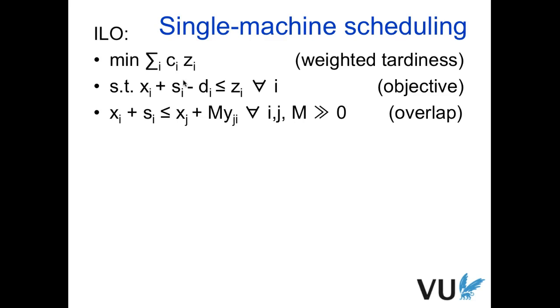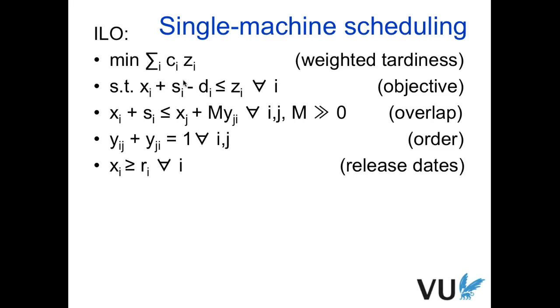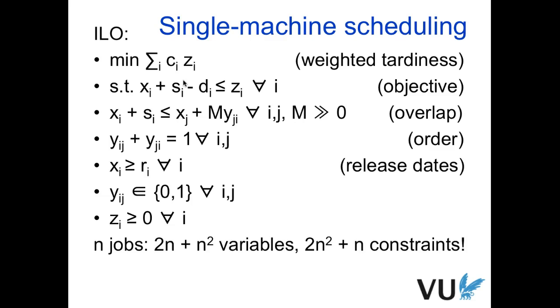These are the constraints we saw to avoid overlap. These are the 0-1 constraints for the order. This is to make sure that you can only start a job after its release date. These are to make sure that the y's are binary and that the z's are positive. So this is the full single machine scheduling problem that you can enter in any tool that allows you to solve integer linear optimization problems. And of course you need a solver that allows for that as well.